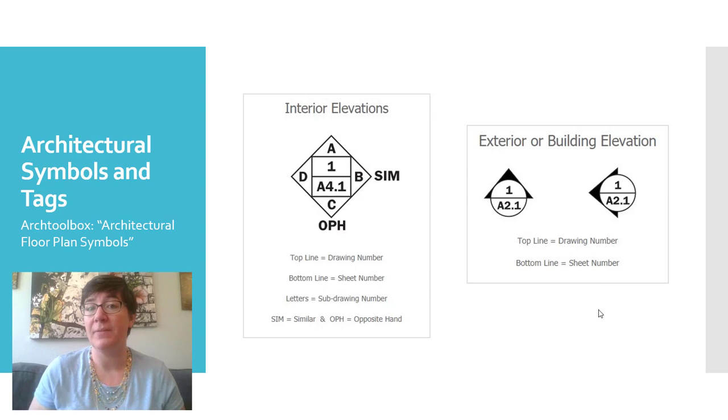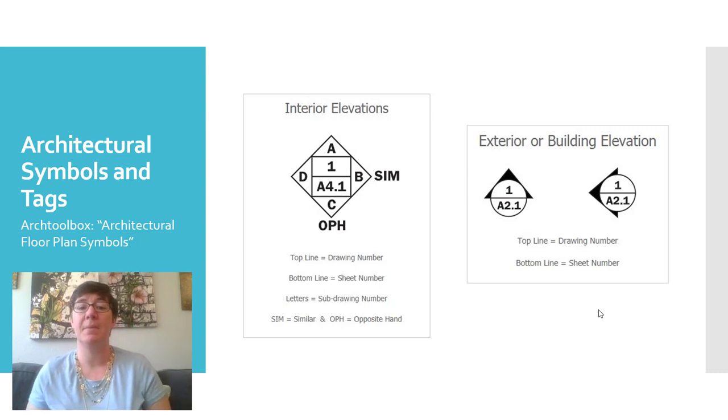And there's a couple of abbreviations you should know. One is SIM for similar. So if you've got two walls that are just the same, happen to be in different rooms, you can tag them both with the same tag and say similar. And then you've got OPH for opposite hand. This happens a lot if you've got two rooms that are just identical except they are mirror images of each other. You can tag them like this.